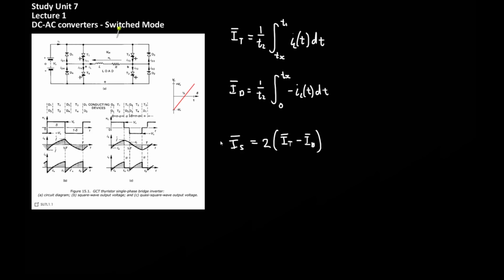The average supply current can then be calculated using these equations, and is simply twice the average thyristor current minus the diode current. Finally, the idealized power usage will be equal to P equals 1 over T1 multiplied by the average supply voltage multiplied by the current from 0 to T1, and this is simply supply voltage multiplied by the average supply current.